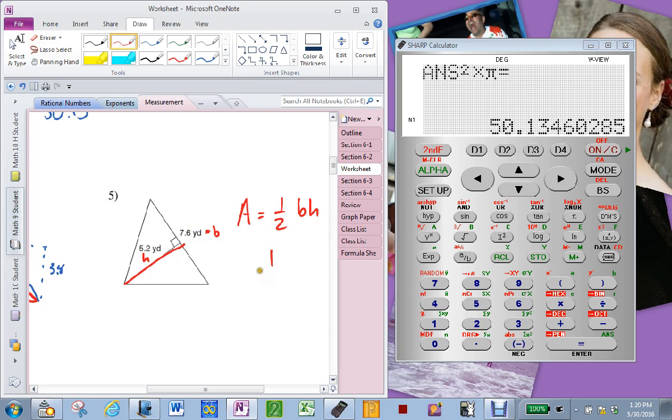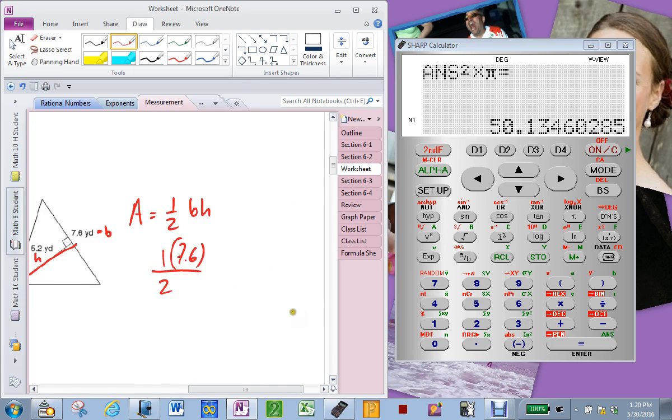So, 1/2 base, 7.6, times height, 5.2. So that times that divided by 2. And the answer will be somewhere around 20. Okay? I'm only going to give you the somewhere arounds, because this is the important stuff, right? I don't care if you punch your calculator correctly. If you're not punching your calculator correctly, I can't help you.